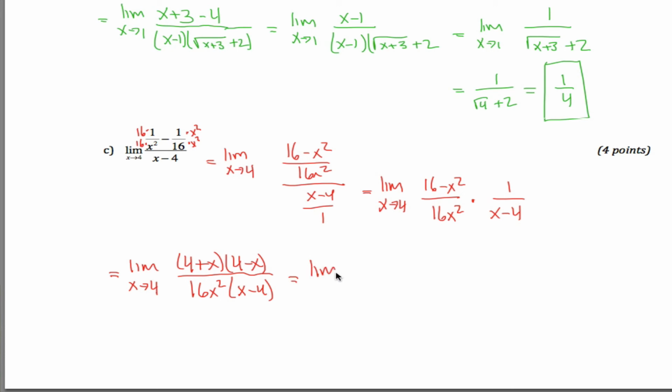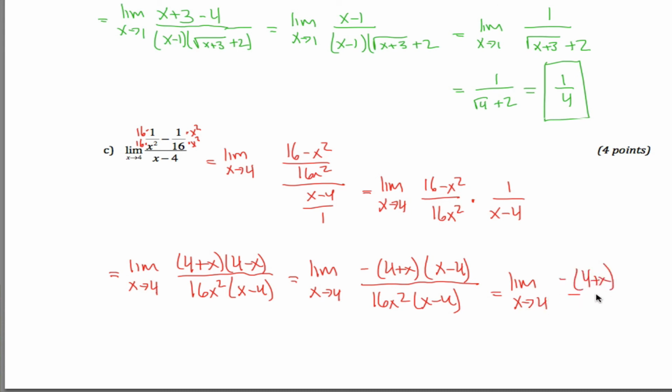So you could say this is the limit as x approaches 4 of, if you pull out a negative 1 from this fraction, you got negative 4 plus x times x minus 4. So this negative I pulled out from this term, and I'm left with this. 16x squared, x minus 4. Now the x minus 4's cancel, and I get this is equal to the limit as x approaches 4 of the negative of 4 plus x divided by 16x squared.